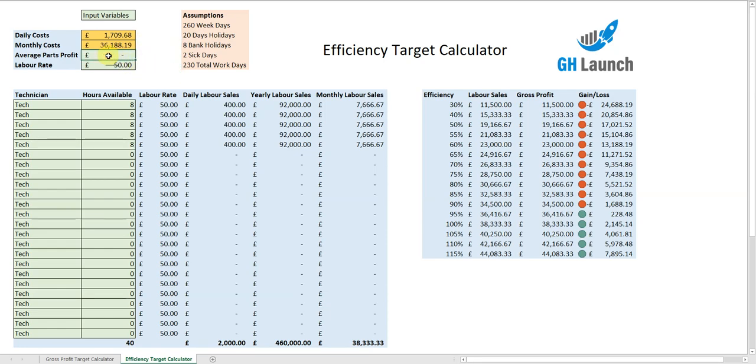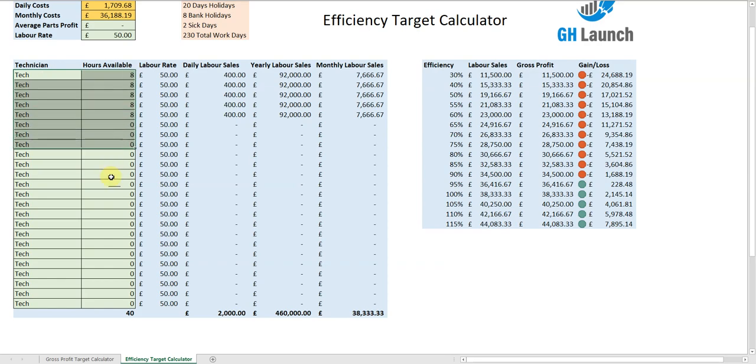So here we have an input. Now this is something that you guys need to fill in yourself, and this is your average parts profit per month. I obviously can't tell you that. You need to use your historic data to try and establish just what profit on parts you make per month. And here's where you put your labor rate. So we've got a £50 labor rate at the moment.